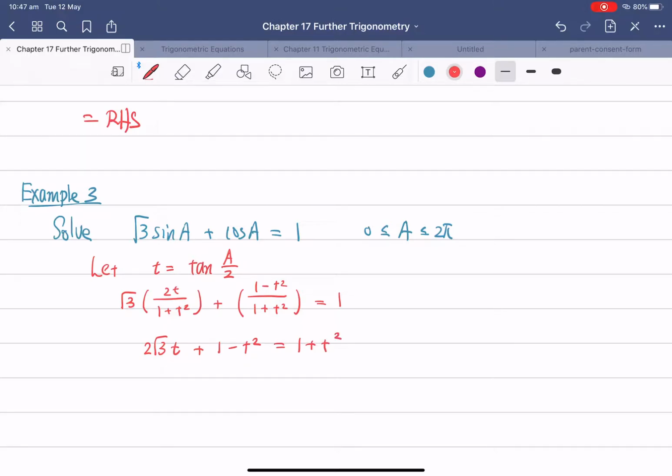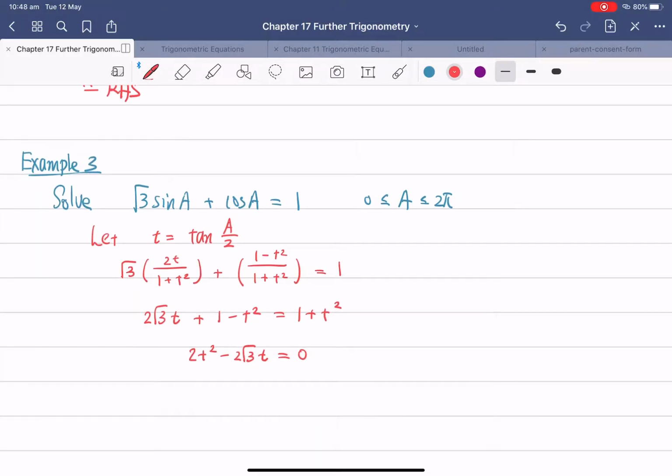So what I did here is simply expand the bracket and also get rid of the denominator. Now rearrange everything. So you get 2t squared minus 2 square root of 3t is equal to 0. That should be quite easy. Hopefully I did everything correctly, so let's just double check.